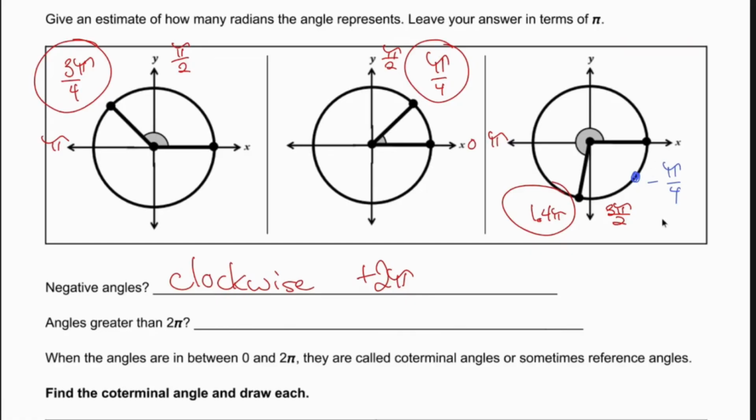So how can I make that positive? Just add 2 pi. And that would get you, let me see, not 7 pi, that would get me 7 pi over 4, because it would be 8 pi over 4 added to that.